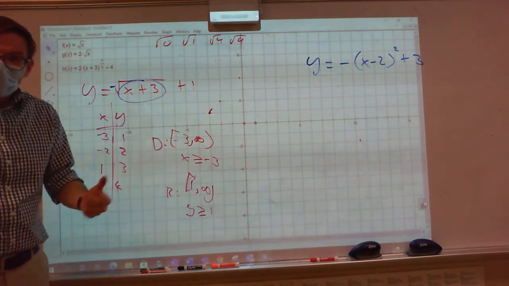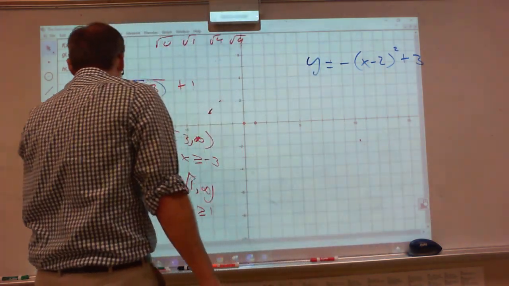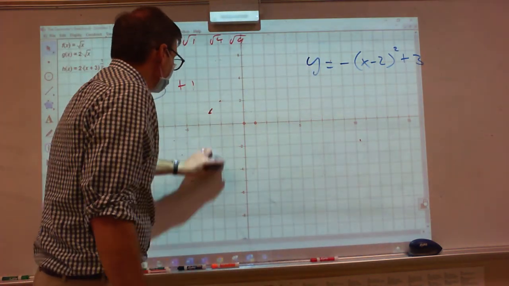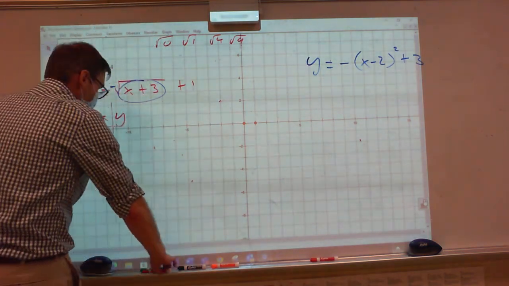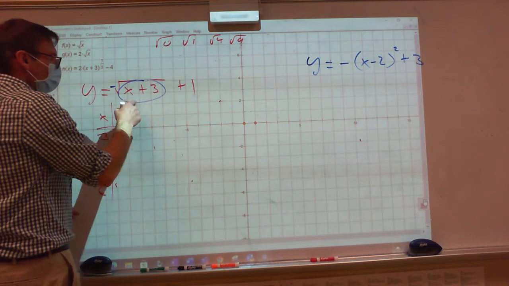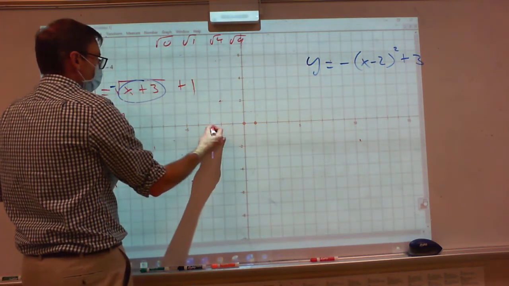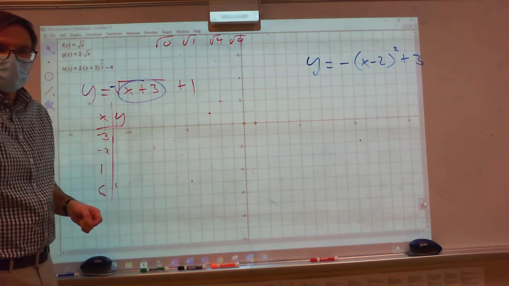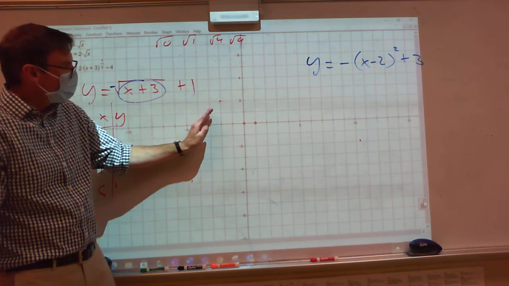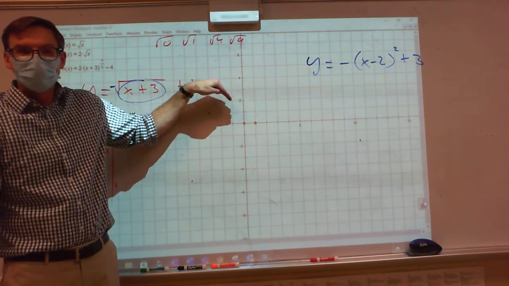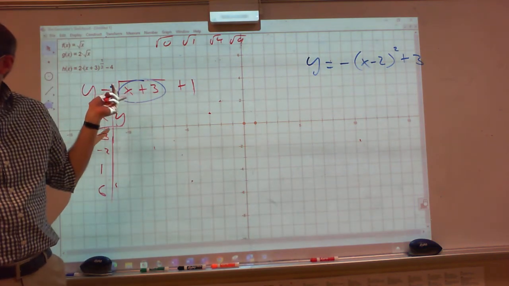So if I were going to graph this, actually I want to graph this same thing. This says, okay, I'm going to go back 3, up 1. Everybody okay with that? But instead of having it curve up, what's going to happen? It's going to curve down, because the negative flipped it.